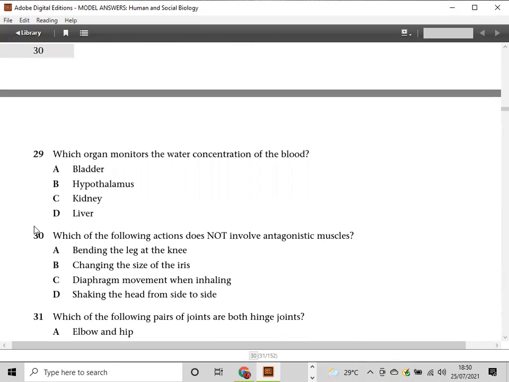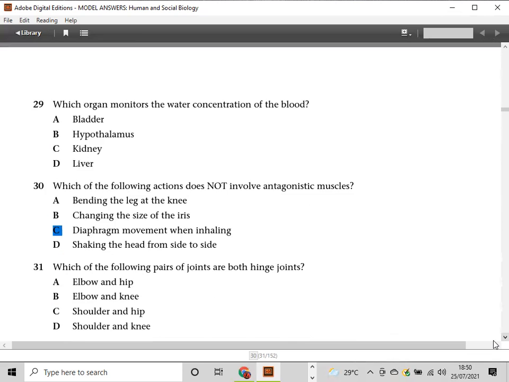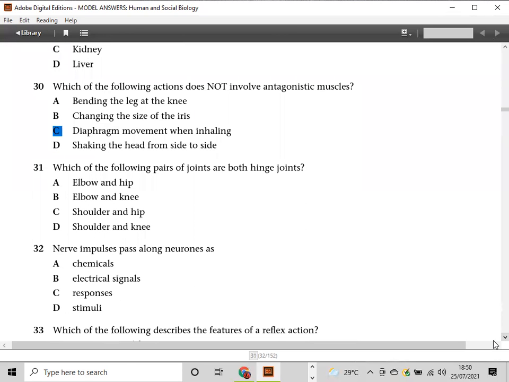29 is which organ monitors the water concentration of the blood, and that is the kidney. And 30 says which of the following actions do not involve antagonistic muscles, and that is 7, the diagram moving into 31. Which of the following pairs of joints are ball and socket? Hinge, and that is the elbow and the knee.